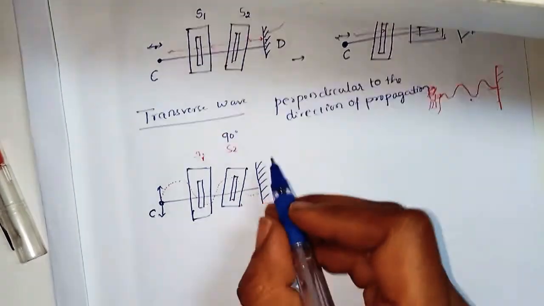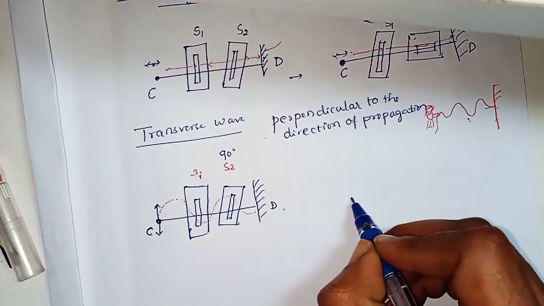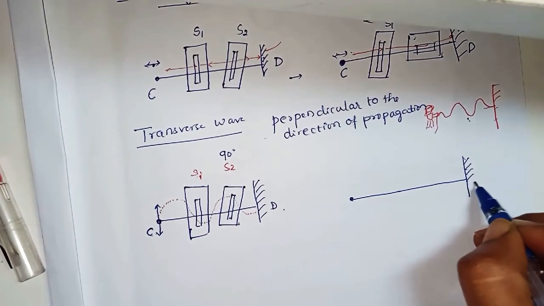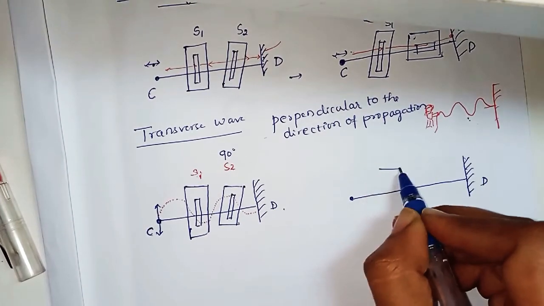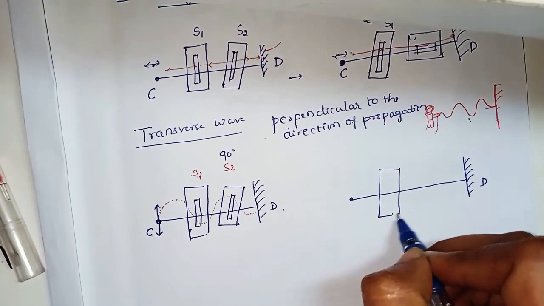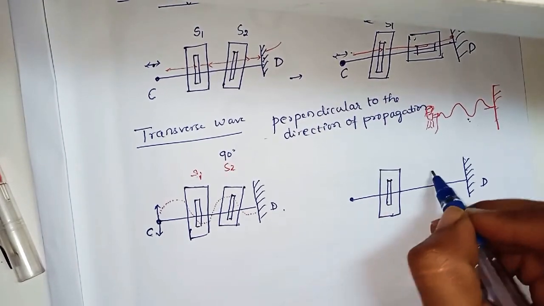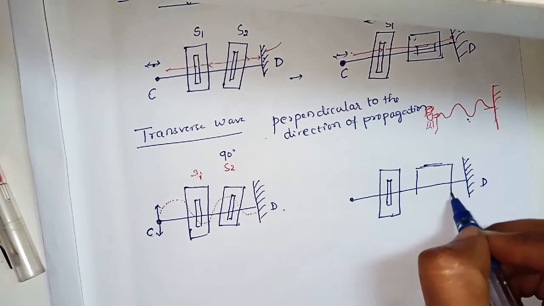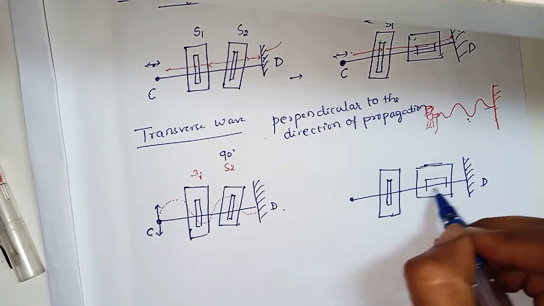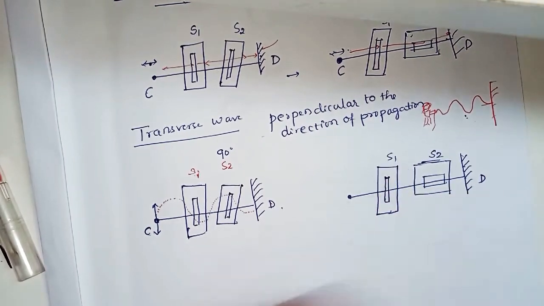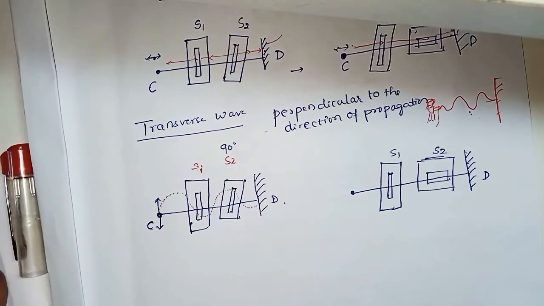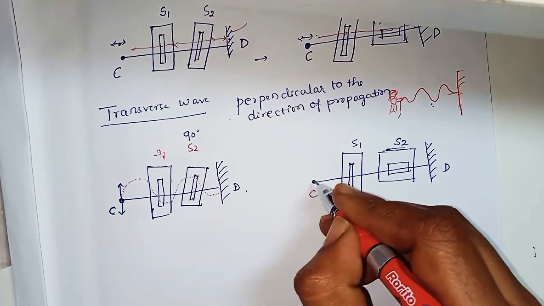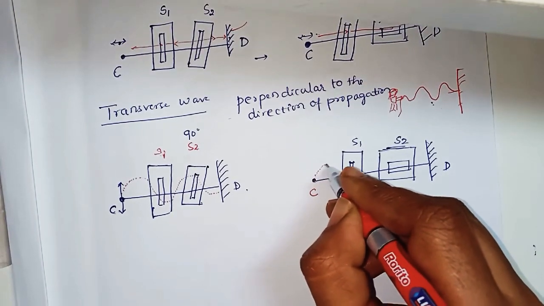Then the other case is here. If I tilt the slit S2, what happens? I keep the slit S1 as it is, and just tilt the slit S2. Then does the wave pass from slit S1 to S2 if we produce the transverse waves?